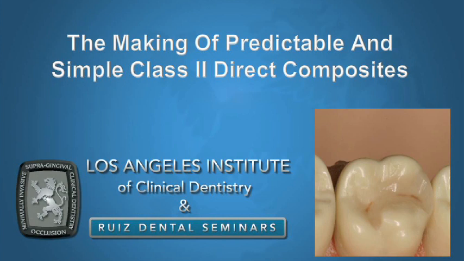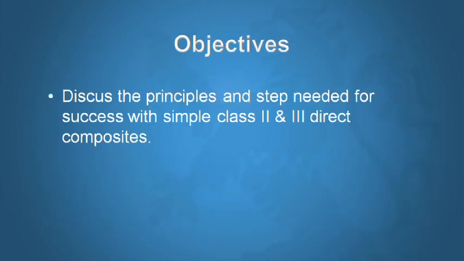We're talking about procedures that we do every single day, multiple times a day. Being efficient, being effective, being successful predictably is so important for the happiness of any general dentist, any restorative dentist. So the objective of this presentation is to discuss the principles and steps necessary to make simple, predictable, those bread and butter procedures, the Class 2s and Class 3s direct composites. And of course that includes also Class 1s because it's part of the whole thing.